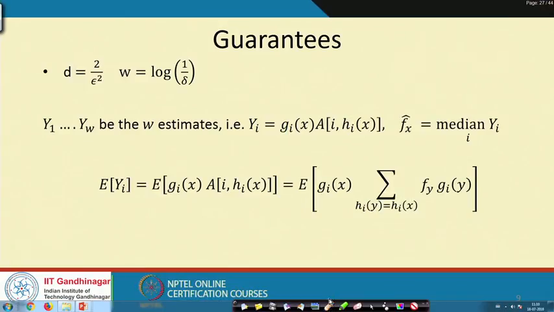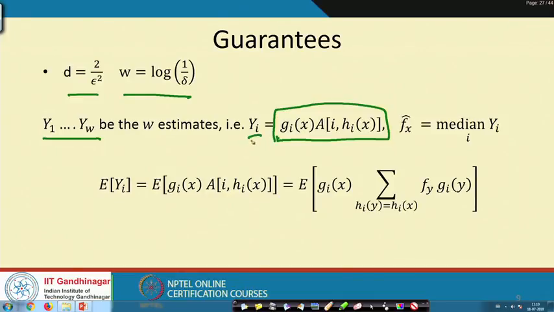Okay. So, let us start by setting D equal to 2 by epsilon squared and W equal to log 1 over delta. Then let us denote y_1 to y_W as the W estimates. So, the ith estimate is this particular quantity. You look at the ith hash function and that gives you the cell A_i, H_i(x). Okay. So, you multiply this cell by the sign hash G_i(x). That gives you the ith estimate y_i, and what are we doing at the end? We are returning the median of the estimates. Okay.